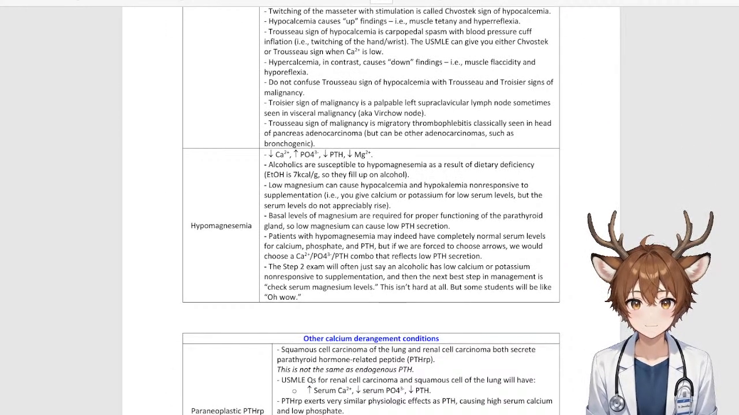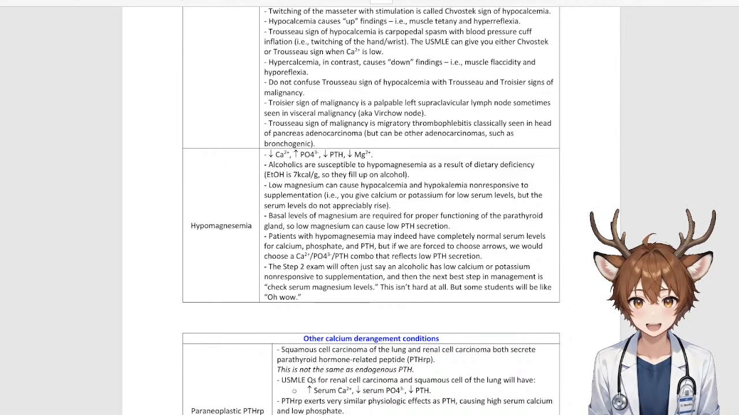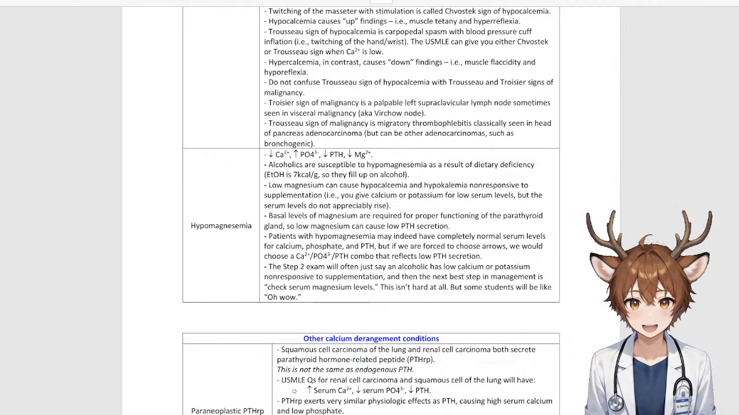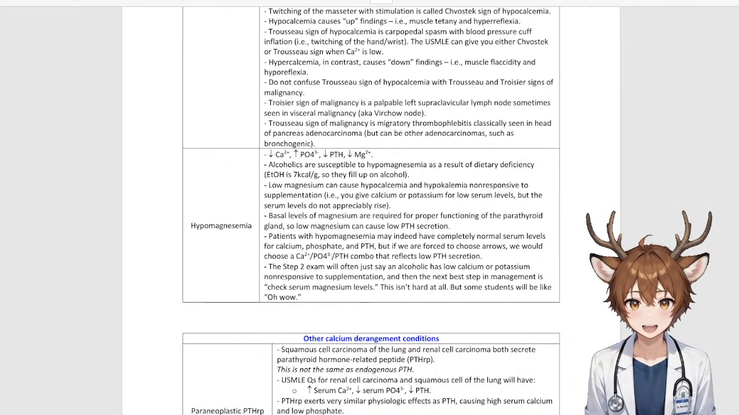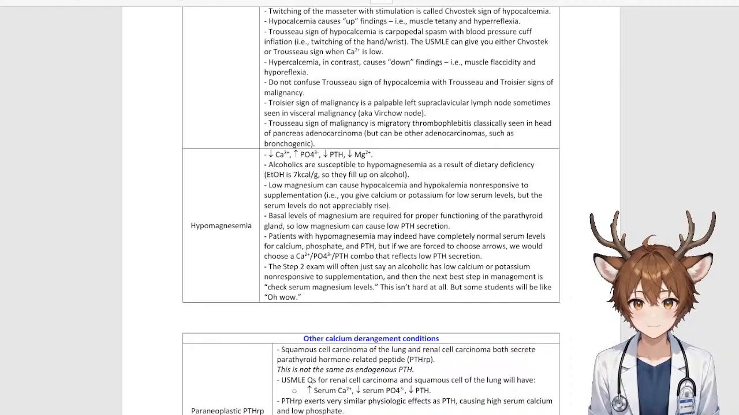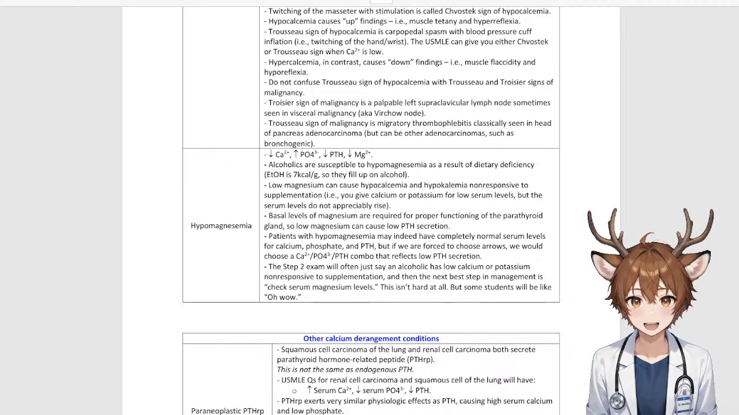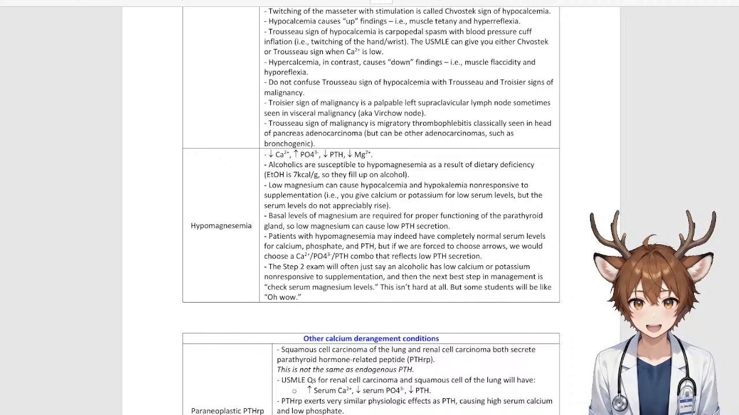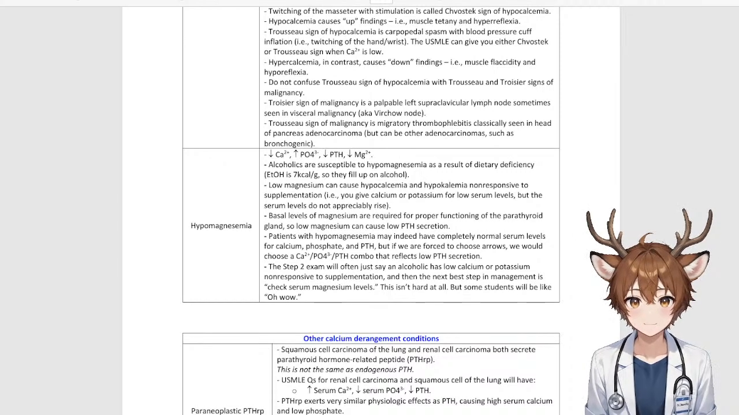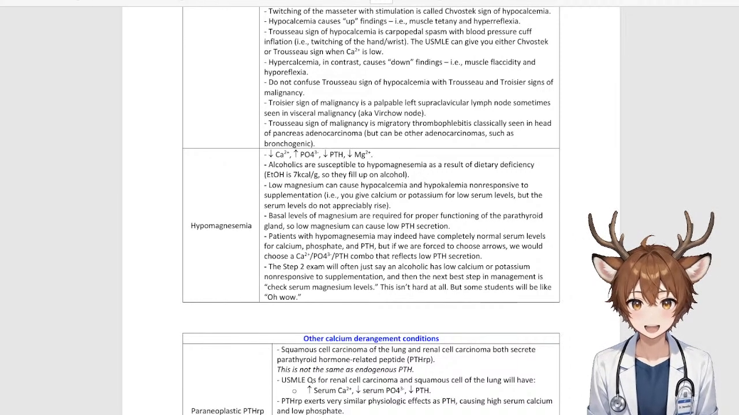Hypomagnesemia: decreased calcium, elevated phosphate, decreased PTH, decreased magnesium. So again, low calcium, high phosphate, low PTH, low magnesium. Alcoholics are susceptible to hypomagnesemia as a result of dietary deficiency. Alcohol is 7 kilocalories per gram, so they fill up on alcohol. Low magnesium can cause hypocalcemia and hypokalemia non-responsive to supplementation.